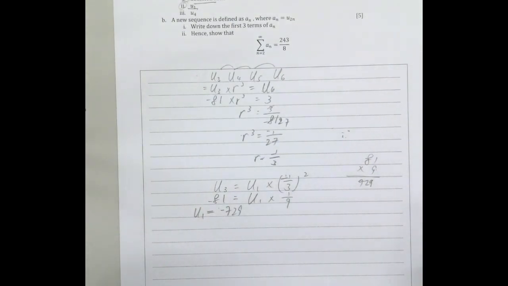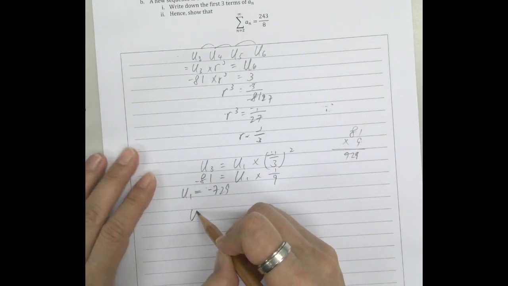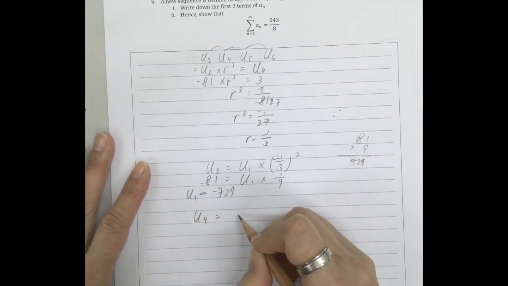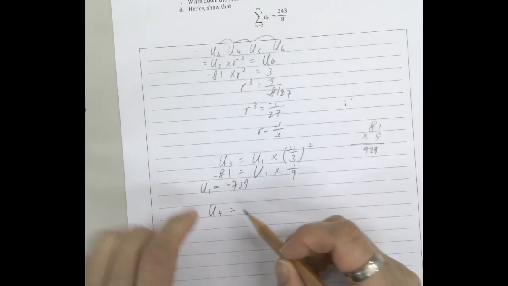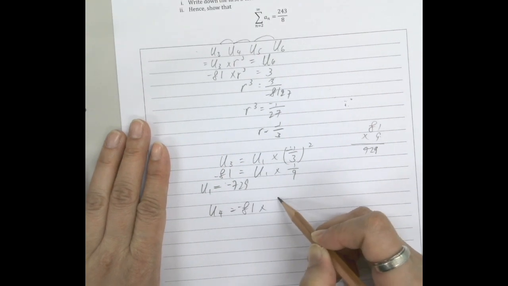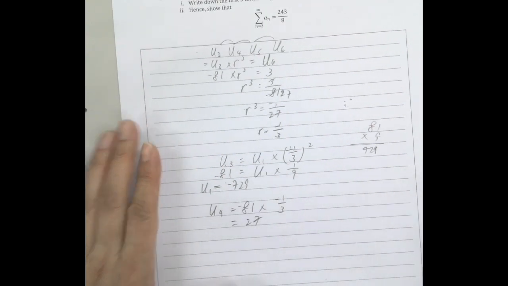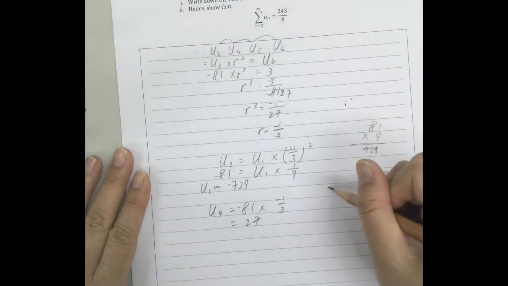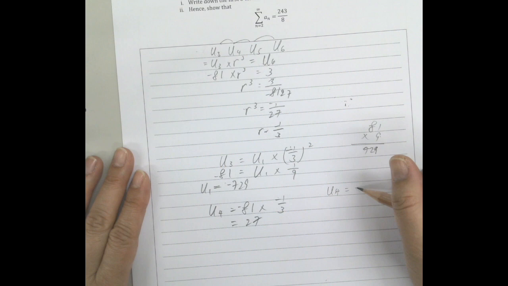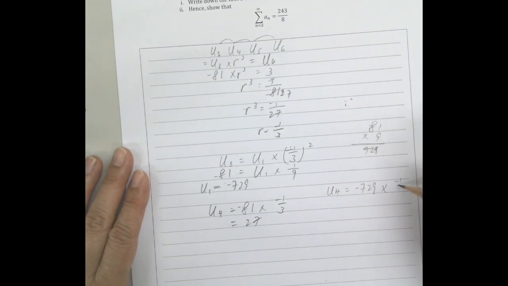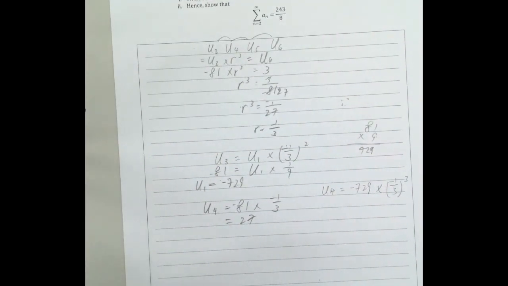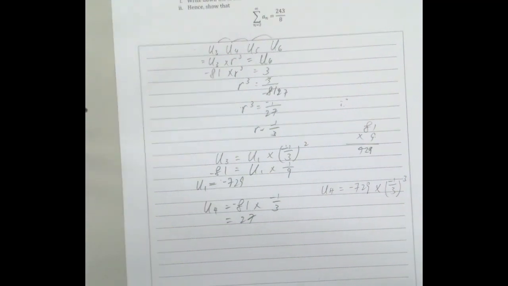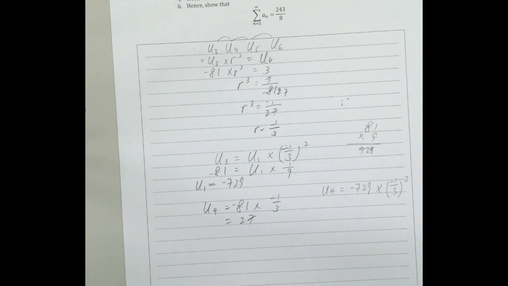So with our U1 and U3, I can get my U4. I am very lazy here, so I'm not going to use the original one. I'll use my -81 there. -81 times -1 over 3 gives us 27. Definitely you can play around with U4 equals U1, -729, times (-1 over 3) to the power 3. You are more than welcome to do that, but it's a non-calculator paper, so I will try to save all the chances of making a mistake somewhere else.